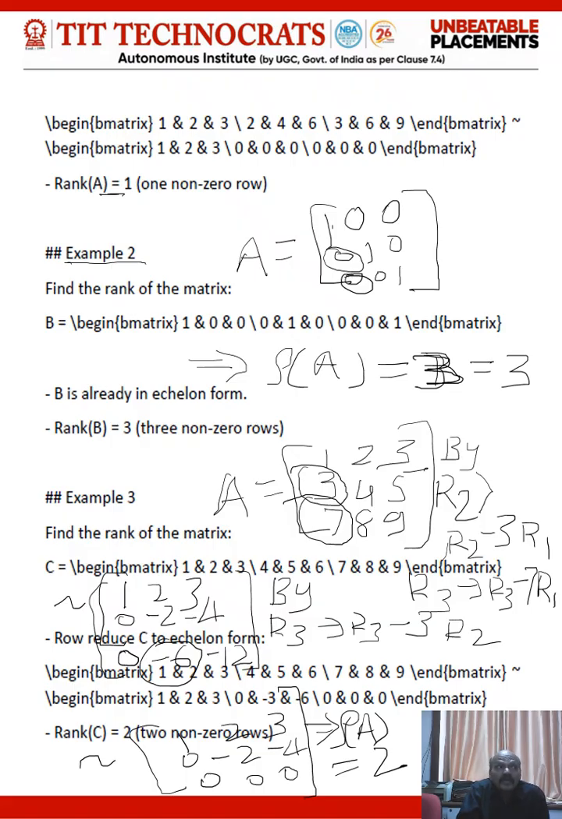Knowing rank, you will be in a position to solve linear simultaneous equations very shortly. So, students, in next class, we shall discuss solution of linear simultaneous equations.